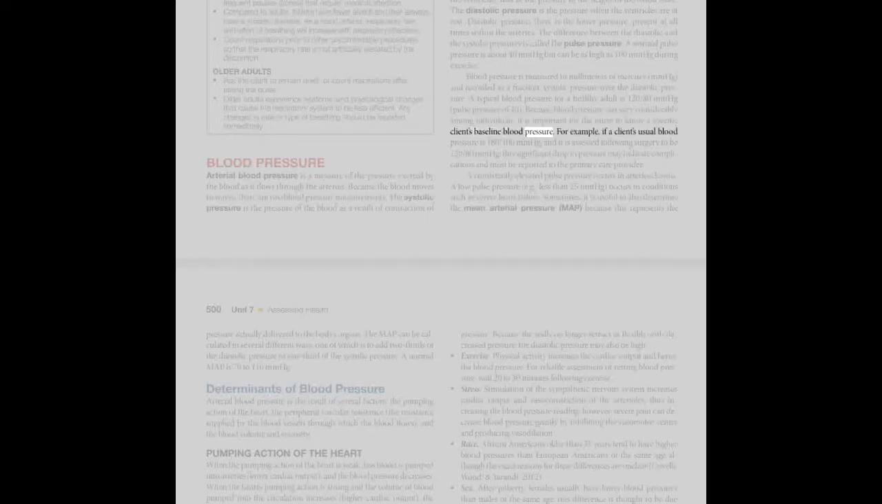blood pressure. For example, if a client's usual blood pressure is 180/100 mmHg, and it is assessed following surgery to be 120/80 mmHg, this significant drop in pressure may indicate complications and must be reported to the primary care provider.